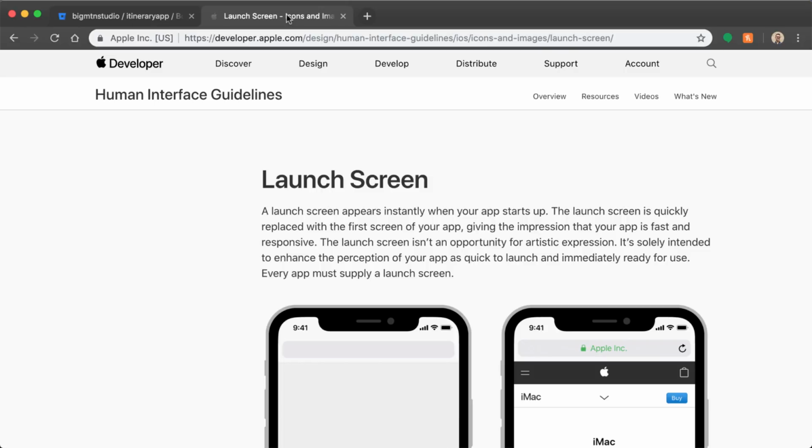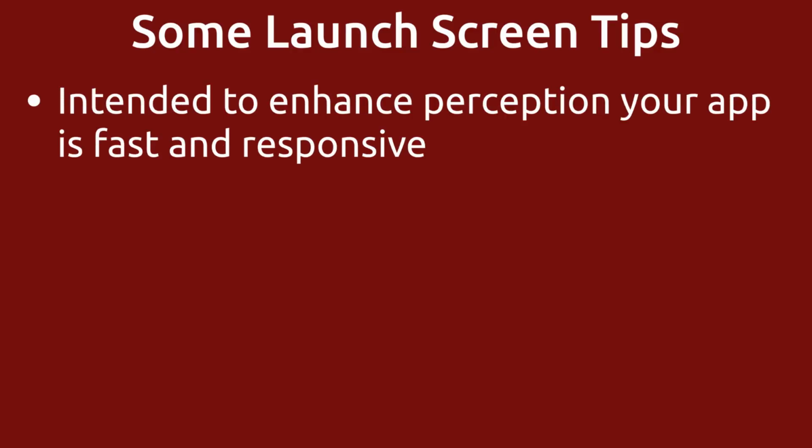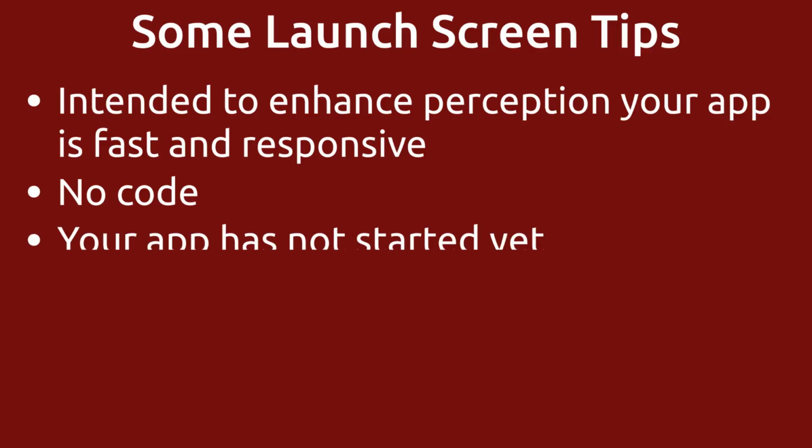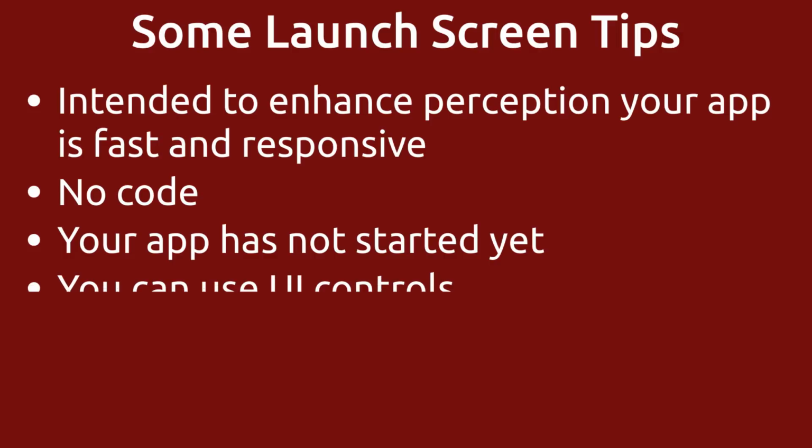And Apple tells us a little bit about what they expect and what they want from the launch screen in the human interface guidelines. Now there's a lot of different points here that they cover, and you can read this on your own time, but I've summed it up for you. So here are some launch screen tips. The launch screen is intended to enhance the perception of your app that it's fast and responsive. And when you first see that launch screen come up, no code is actually being run. So it won't do you any good to code that view controller, that launch screen, because realistically, your app hasn't really started yet. Now, one of the things that you can do, though, is add UI controls.